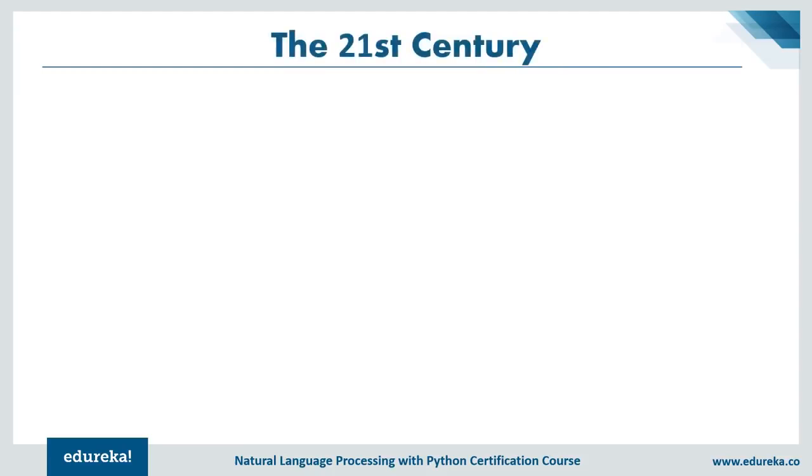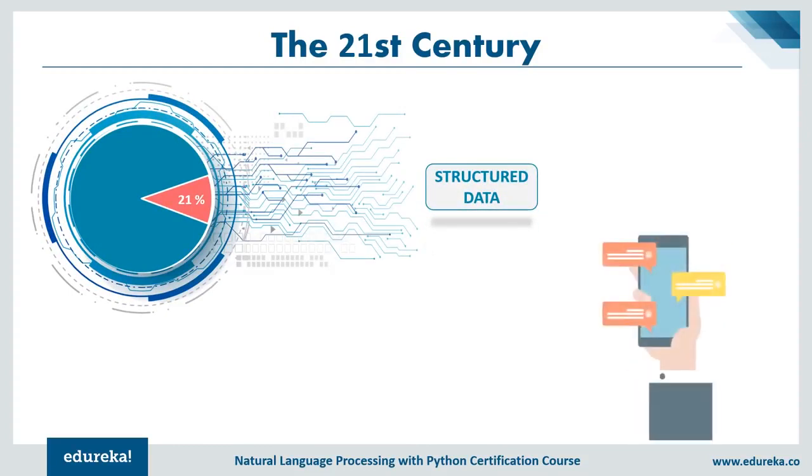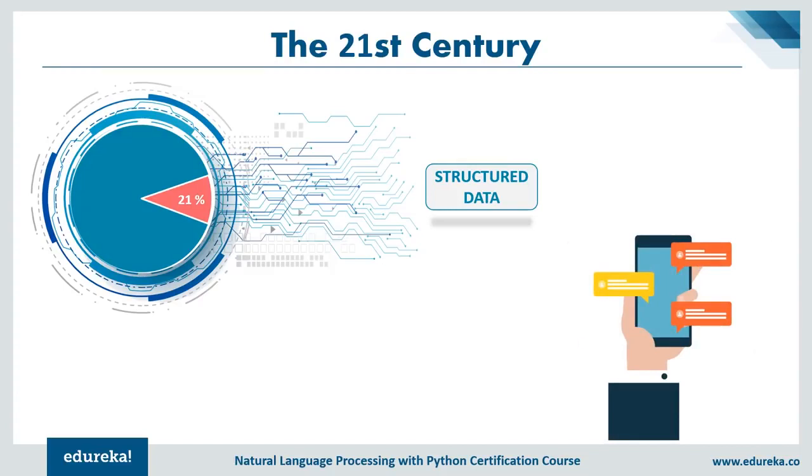Now, coming to today's world, that is the 21st century, according to industry estimates, only 21% of the available data is present in the structured format. Data is being generated as we speak, as we tweet, as we send messages on WhatsApp, Facebook, Instagram, or through text messages. The majority of this data exists in the textual form, which is highly unstructured in nature. In order to produce significant and actionable insights from the text data, it is important to get acquainted with the techniques of text analysis.